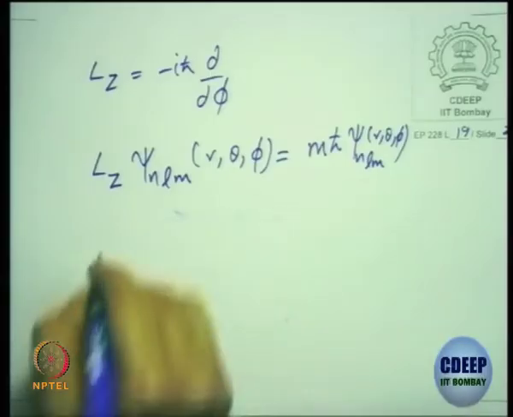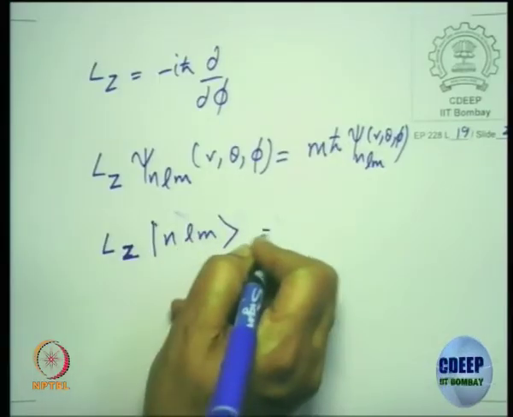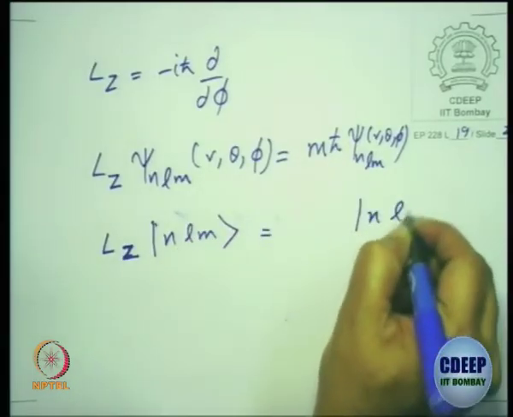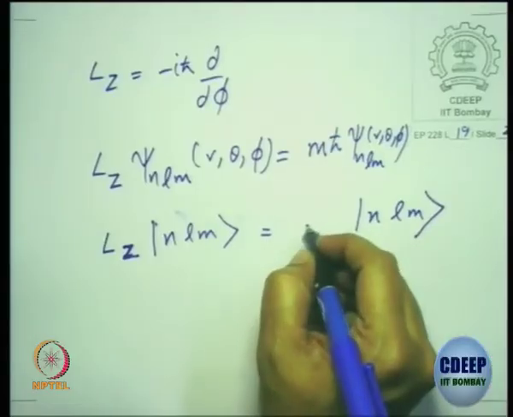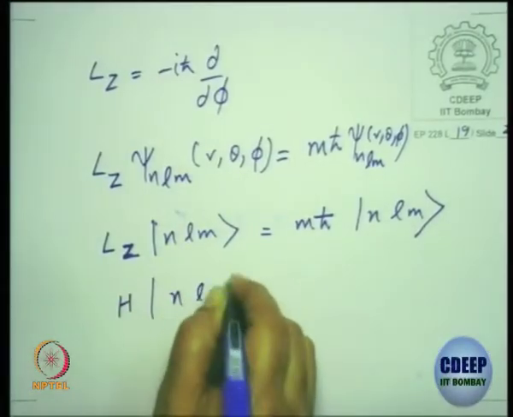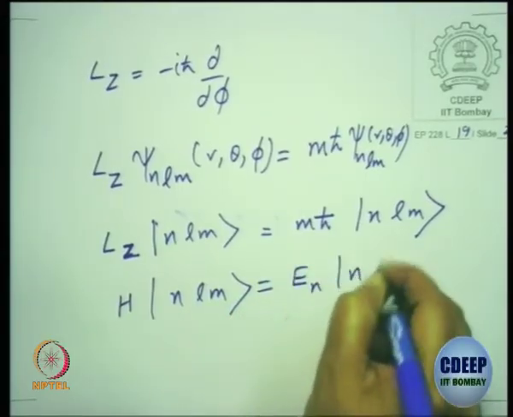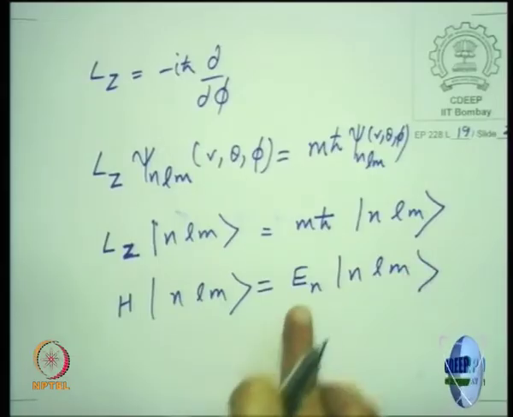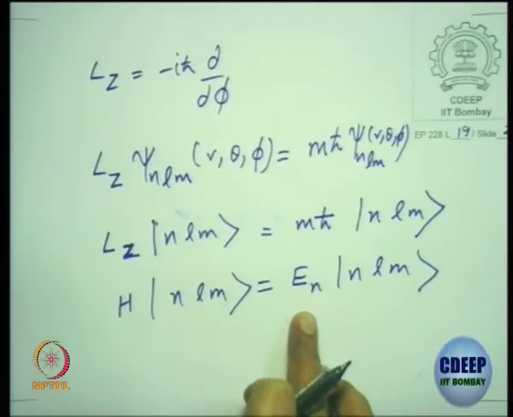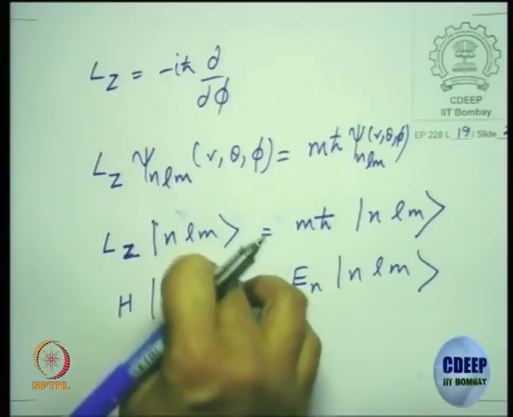So now in the Dirac notation, can I write this? Is it an eigenstate with eigenvalue? So what have we seen? Hamiltonian on |n l m> will give you E_n |n l m>. So the energy eigenvalue is independent of the other 2 quantum numbers, and we also see the same state is an eigenstate of Lz.